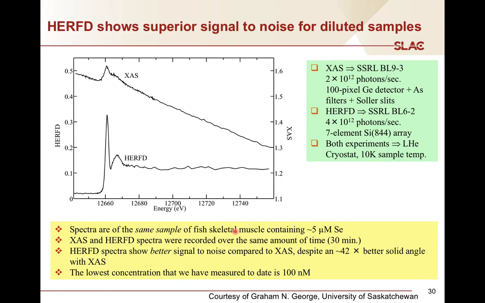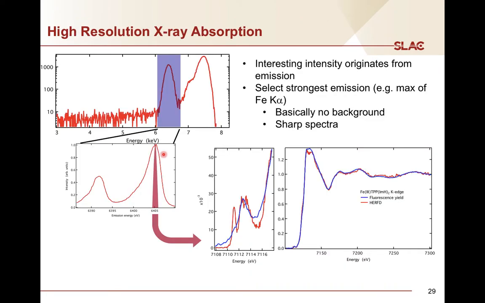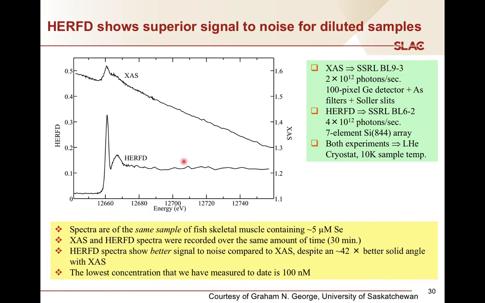So this is a slide by courtesy of Graham George, where he shows normal XAS data using a germanium detector compared to HERFD. I didn't say that yet. So HERFD is exactly what we do here. That's high energy resolution fluorescence detection. That's what it stands for.